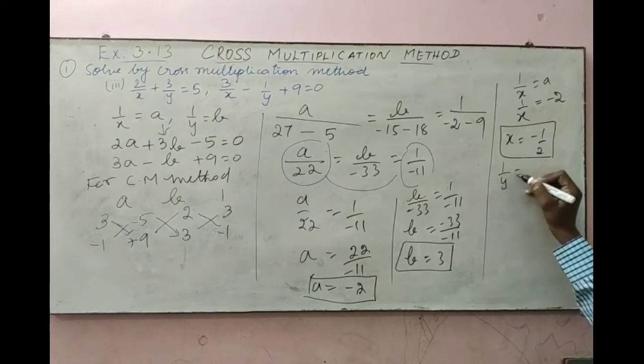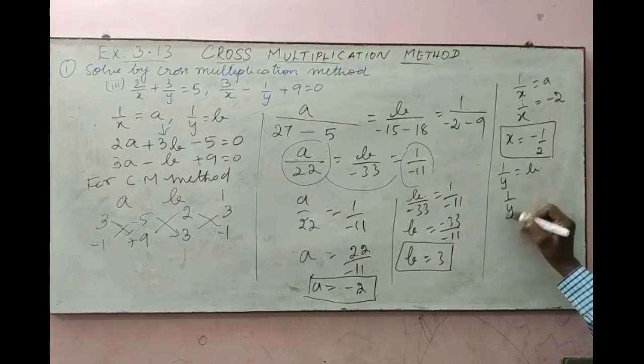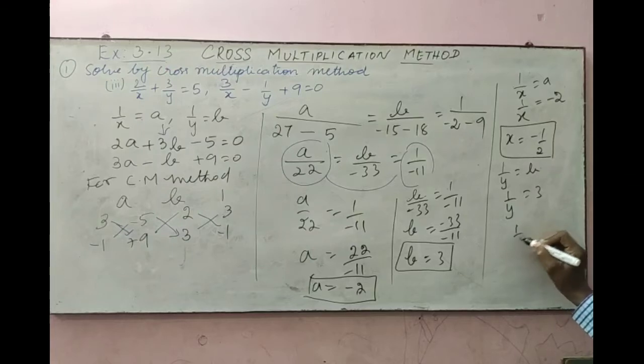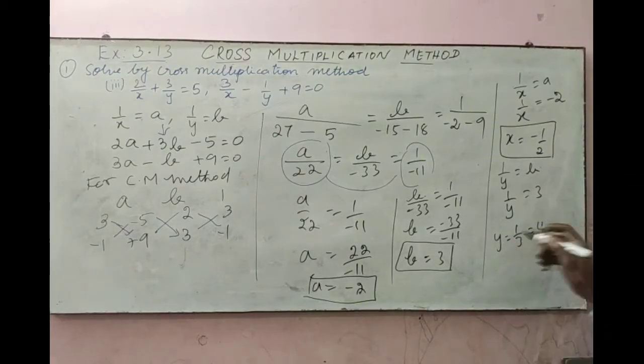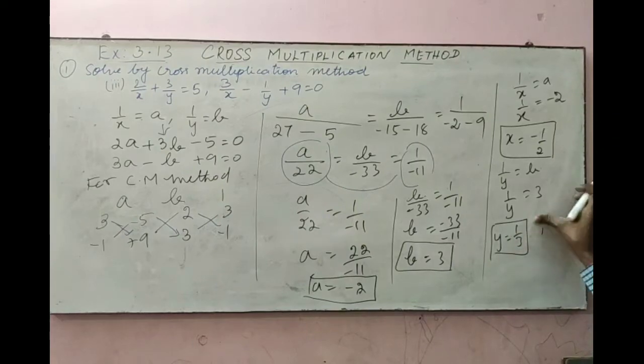1 by y is equal to b. 1 by y is equal to 3. Therefore 1 by 3 is equal to y, or y is equal to 1 by 3. So these are the two solutions.